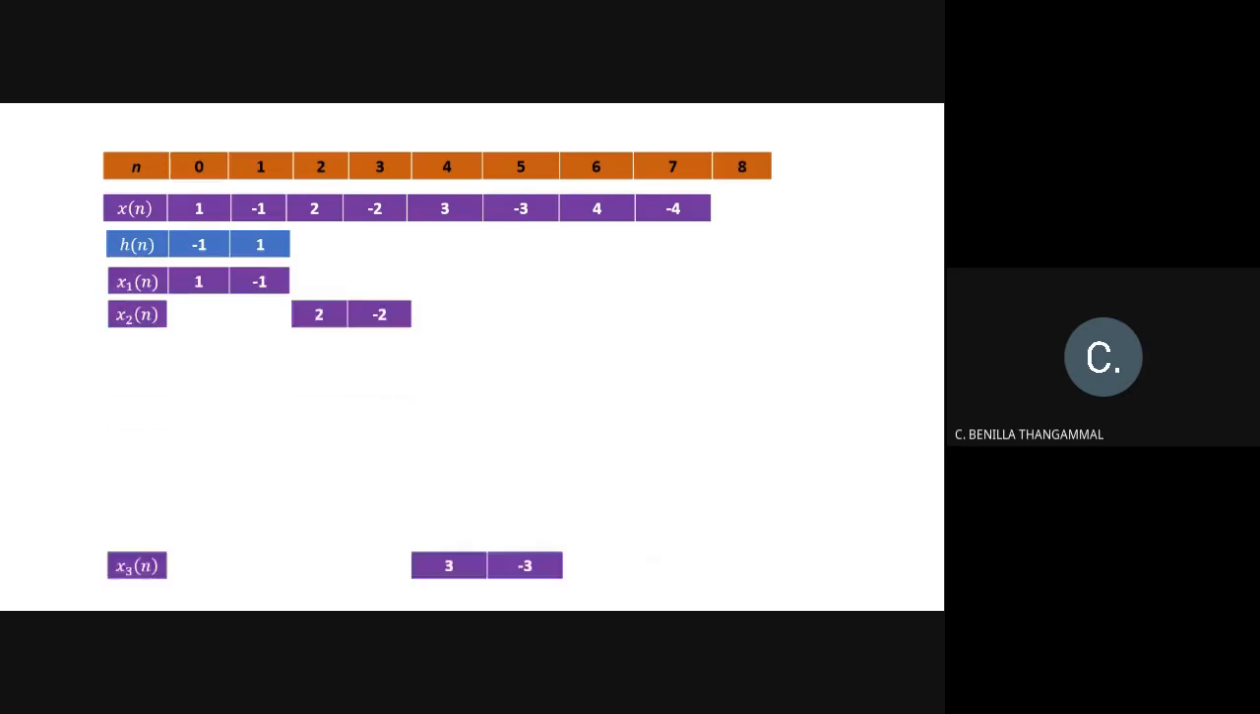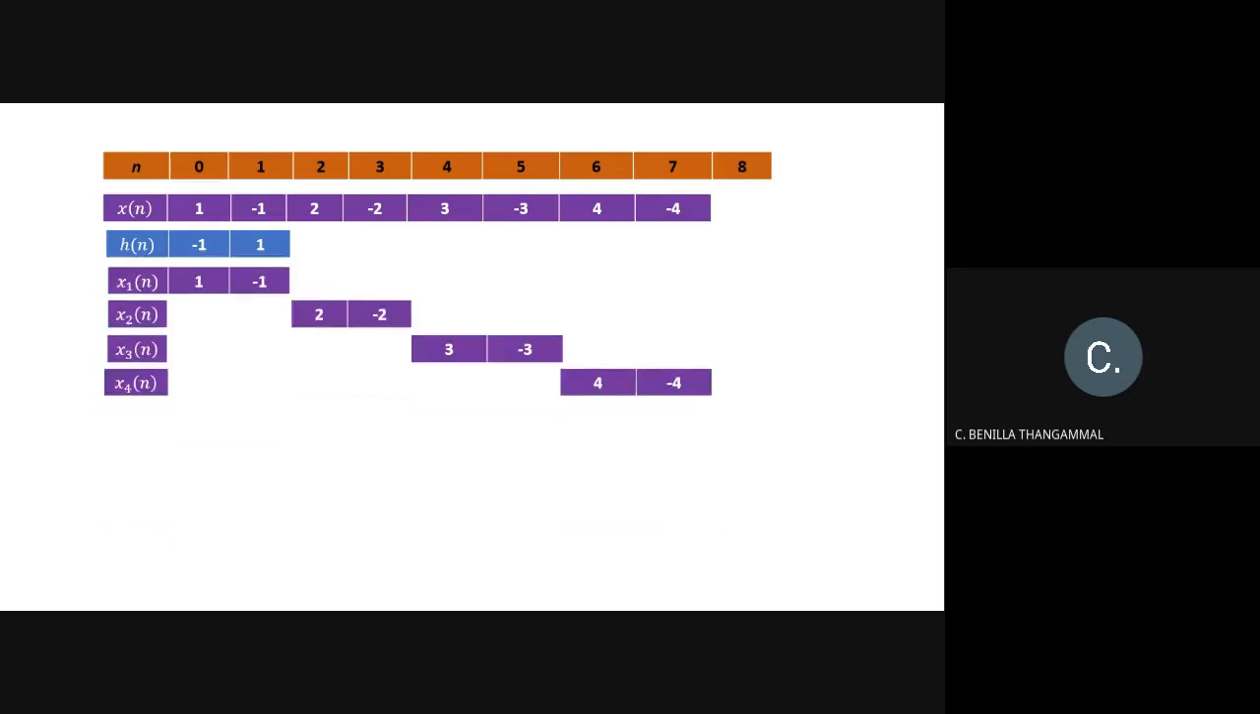And first part is I'll be sectioning my x of n as x1 of n, x2 of n, x3 of n, x4 of n. This step is similar to that of your overlap add method, right? So your second part will be performing the circular convolution x1 of n with h of n. So that will give you y1 of n.